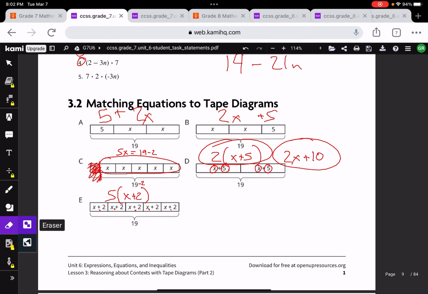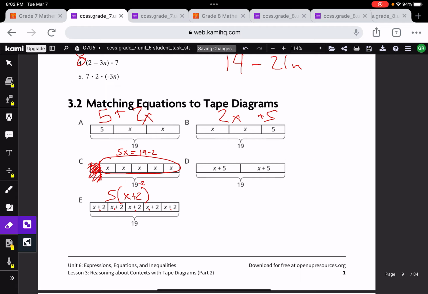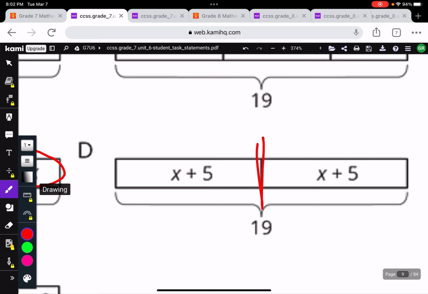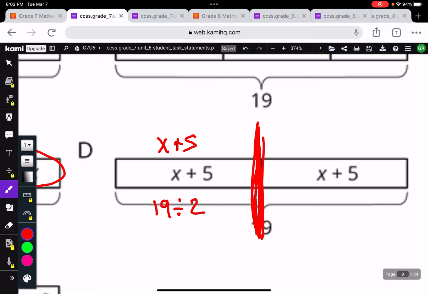I'm going to erase it so we have some space, but if you can't already guess what I'm erasing, this one must go with D. But if you look right here, I've got 2x plus 5. If I cut this in half, then 1x plus 5 is equal to half of 19, or what we say is 19 divided by 2.